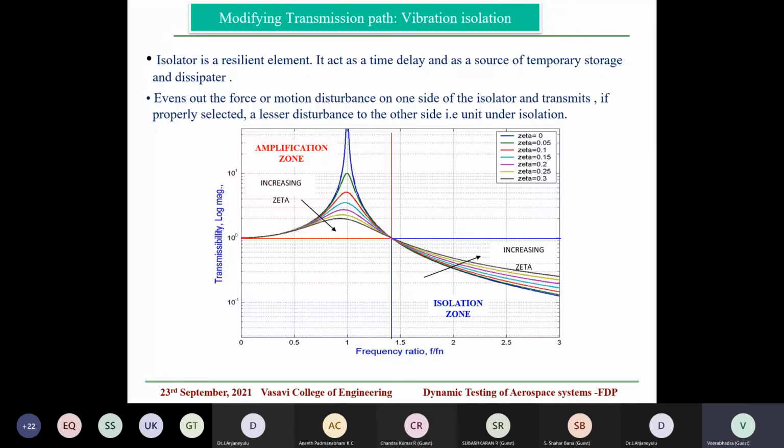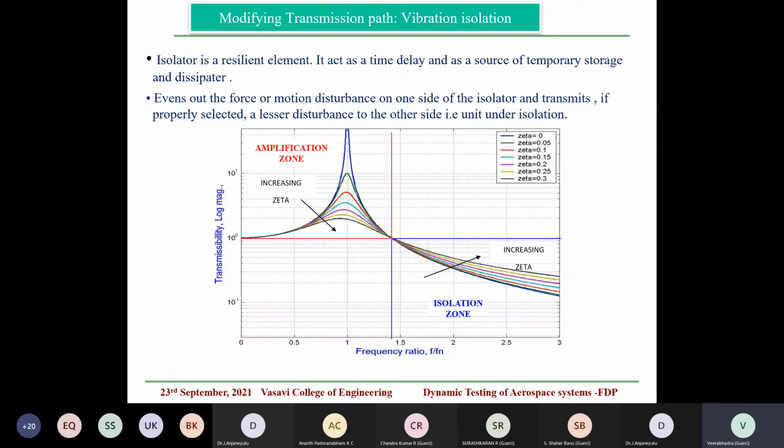In isolation, the damped natural frequency change is very small: omega d is omega n into square root of 1 minus zeta squared. So there will be a small change. If it is 100 hertz, it may come to 98. But the amplitude ratio, the transmissibility ratio, will come down. If you are modifying the system, then you have to play with the natural frequency.